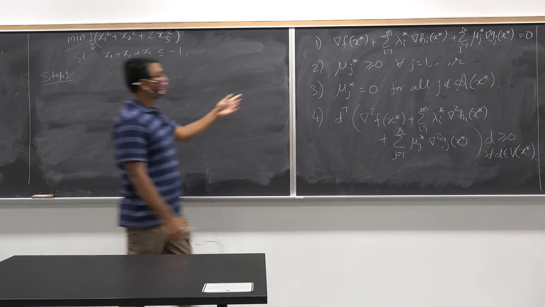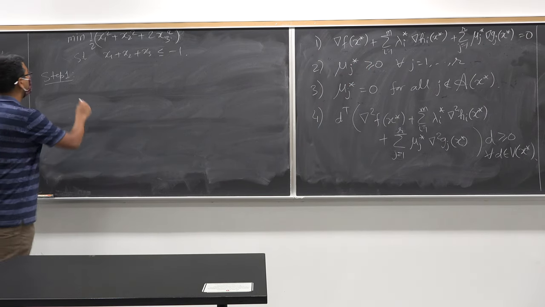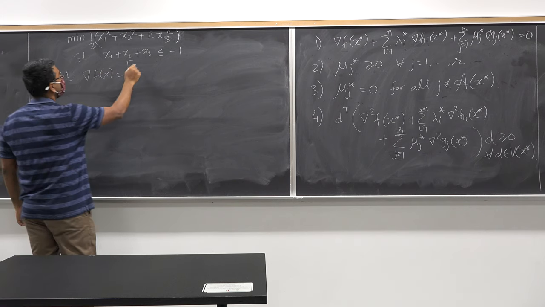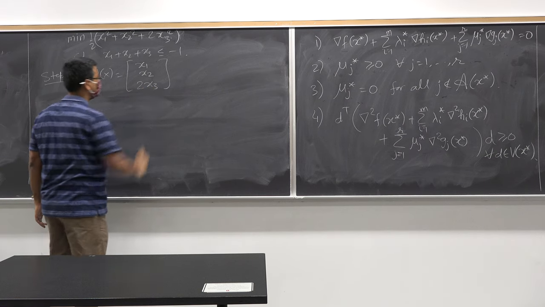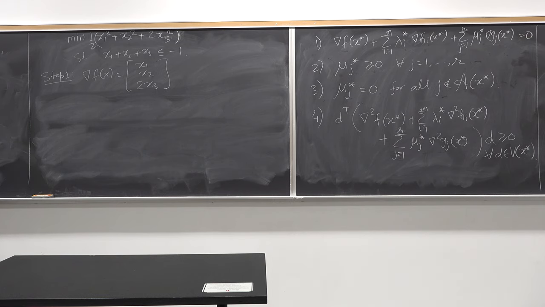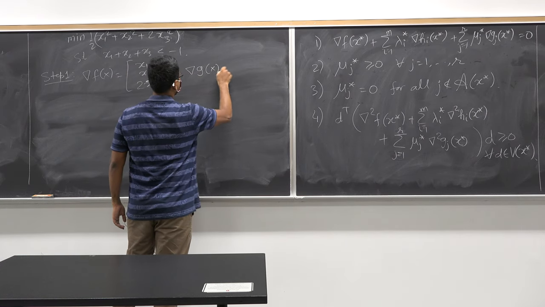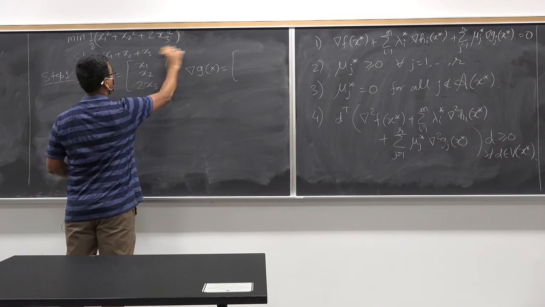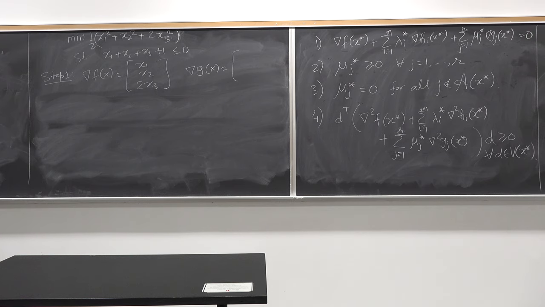So remember, this will provide me with three sets of equations. So let me write them down. What's my gradient of f at x? That is x1, x2, and 2x3. What is my gradient of g of x? Oh, as always, I have to write it in less than or equal to 0 form. So I'm going to take minus 1 to the other side and write it as g(x) less than or equal to 0.